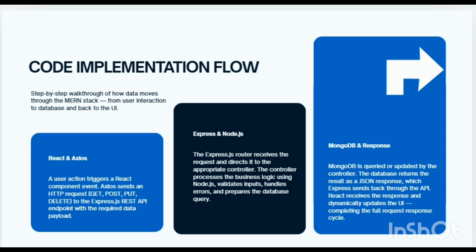Coming to the MongoDB and response, MongoDB is queried or updated by the controller. The database returns the results as a JSON response which Express sends through the API, and React receives the response and dynamically updates the UI, completing the full request response cycle.